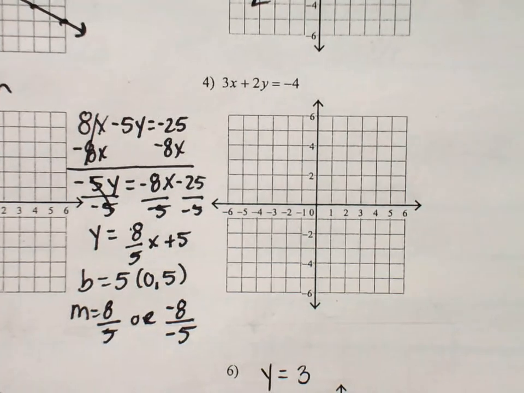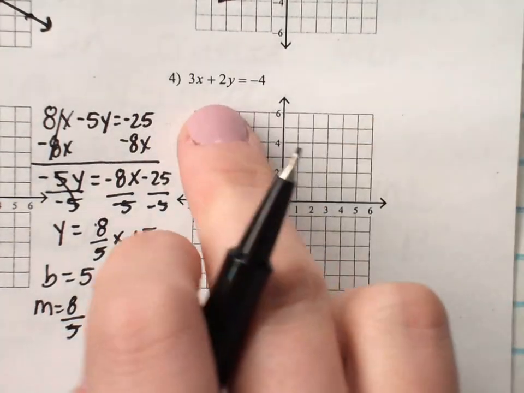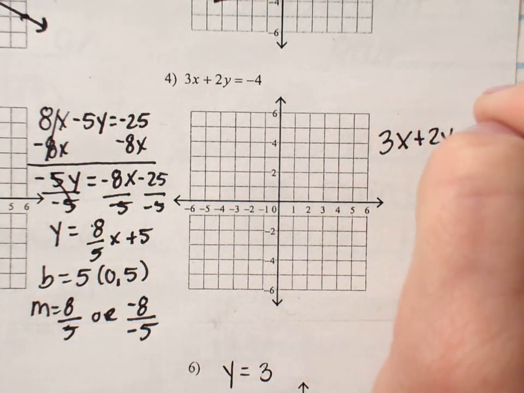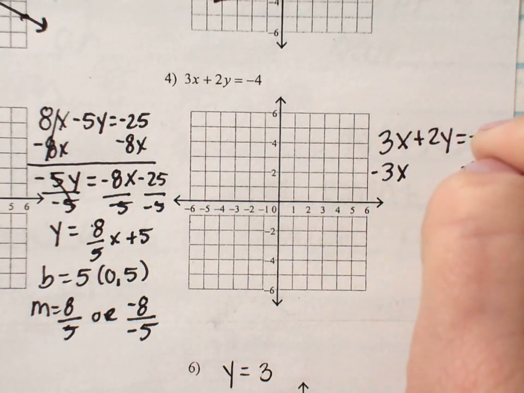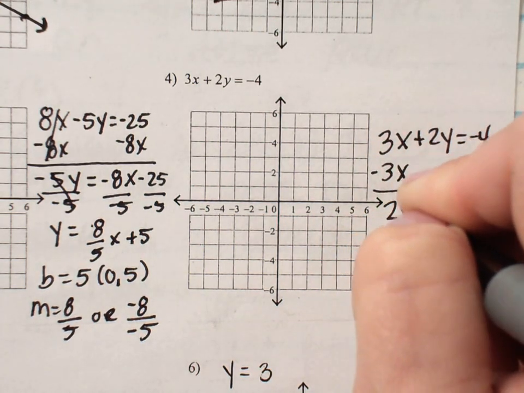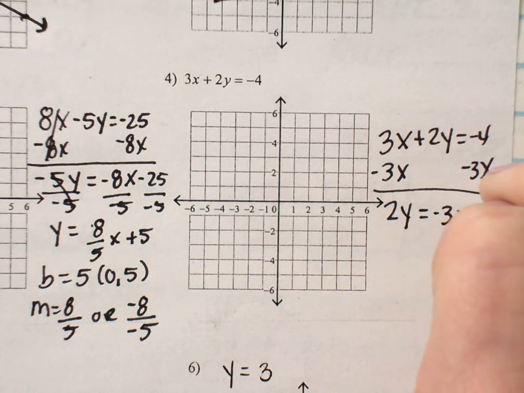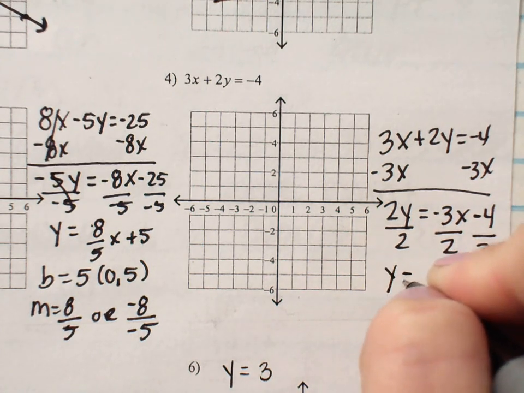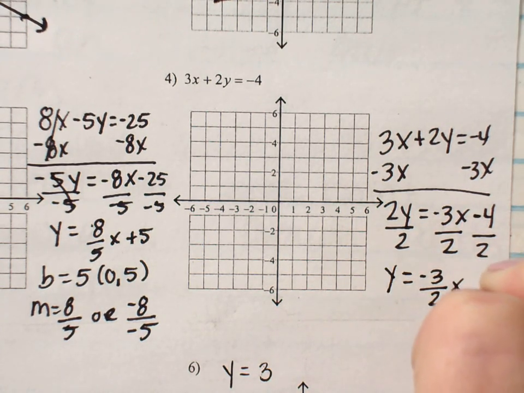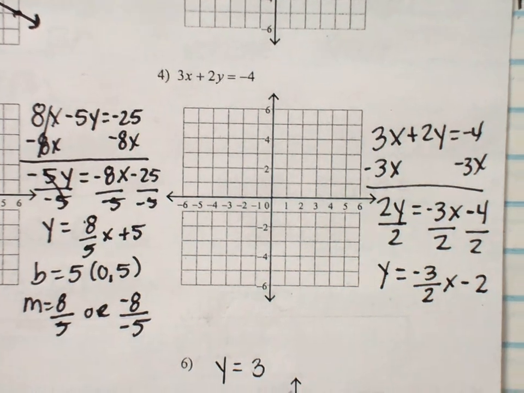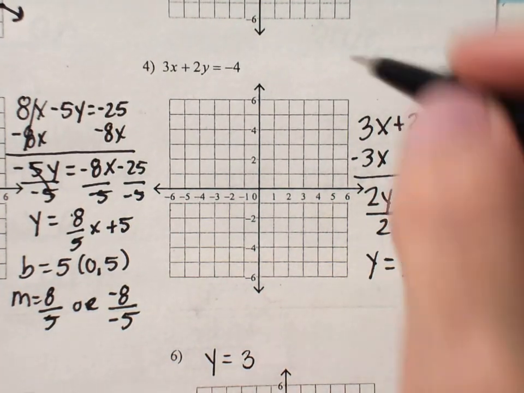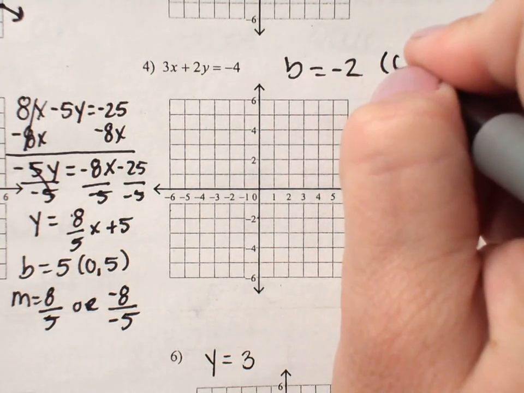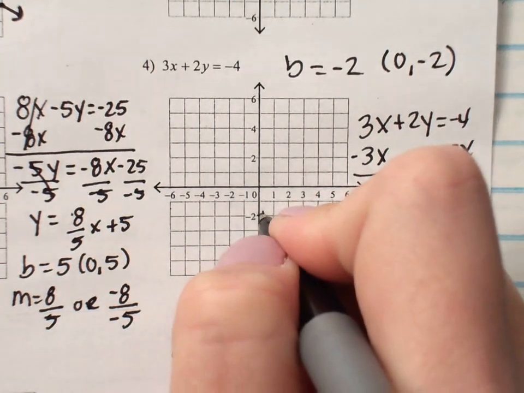Number 4, we have 3x plus 2y equals negative 4. Again, this is not in slope-intercept form, so I need to put it in slope-intercept form. We're going to subtract 3x on both sides. That's going to give me 2y equals negative 3x minus 4. Divide everything by 2. That gives me y equals negative 3 over 2 x minus 2. So we need to identify the y-intercept. My y-intercept is negative 2. So we can write that as (0, negative 2), and we will graph that.